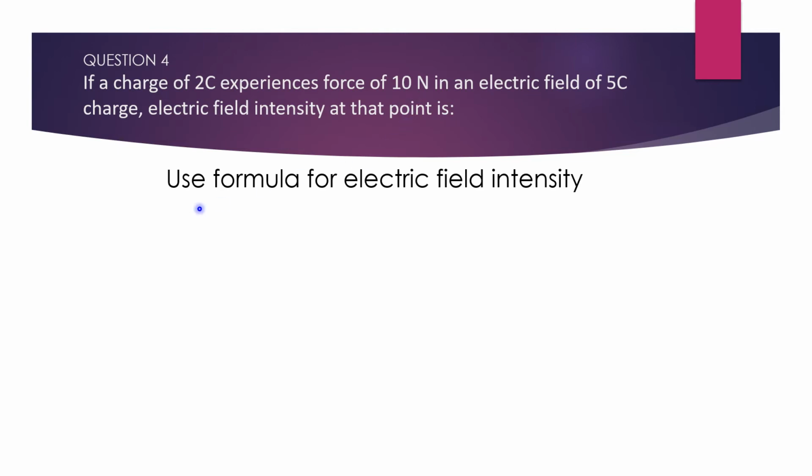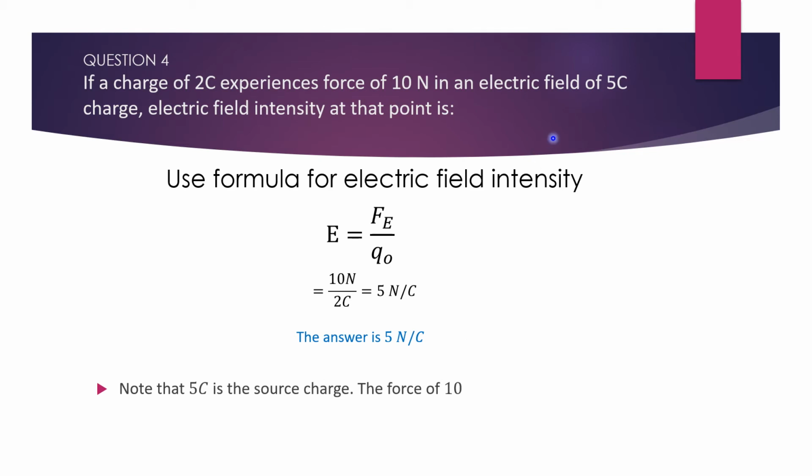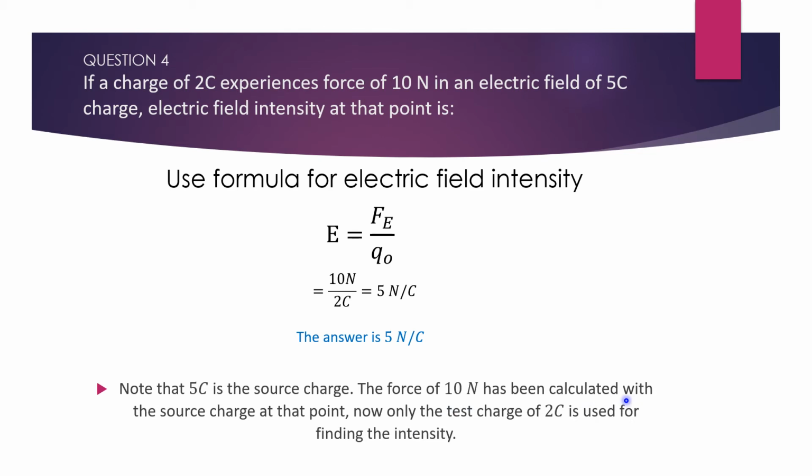Now, using the formula for electric field intensity, E is equal to F divided by Q naught, the test charge. Substituting the values 10 Newton for the force, 2 coulomb for the test charge results in 5 Newton per coulomb. So the correct answer is 5 Newton per coulomb. Now here, note that this 5 coulomb is the source charge. The force of 10 Newton has been calculated with the source charge at that point. Now only the test charge of 2 coulomb is used for finding the intensity.